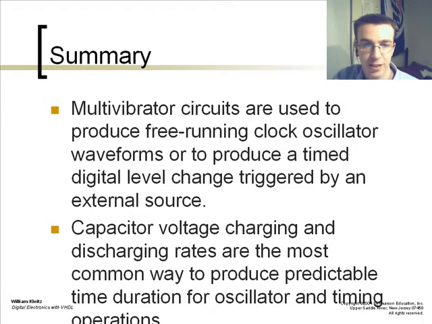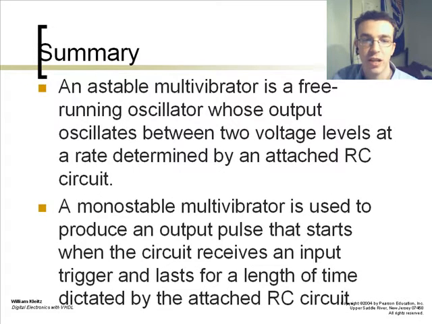So as a summary for the multivibrators chapter, multivibrator circuits are used to produce free-running clock oscillator waveforms or to produce a timed digital level change triggered by an external source. Capacitor voltage charging and discharging rates are the most common way to produce predictable time duration for oscillator and timing operations. An astable multivibrator is a free-running oscillator whose output oscillates between two voltage levels at a rate determined by an attached RC circuit.